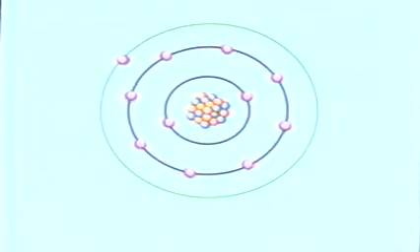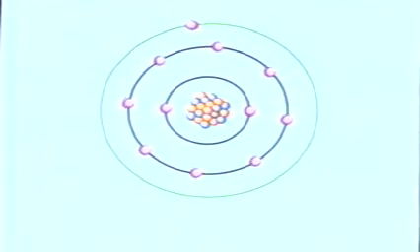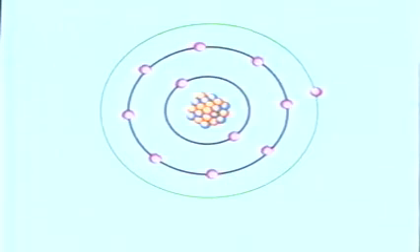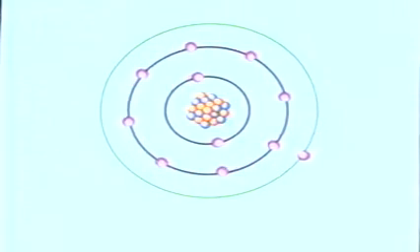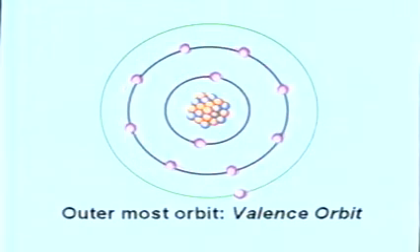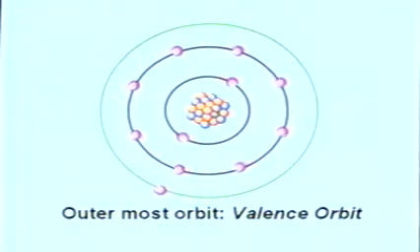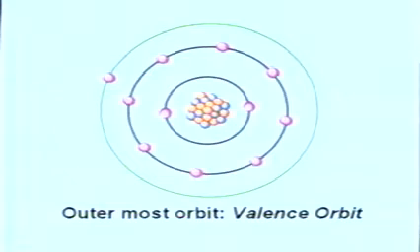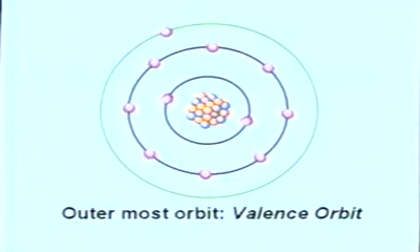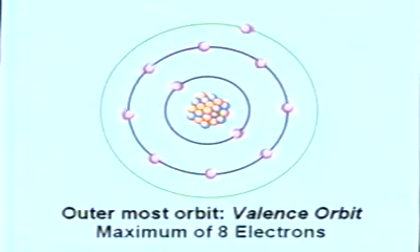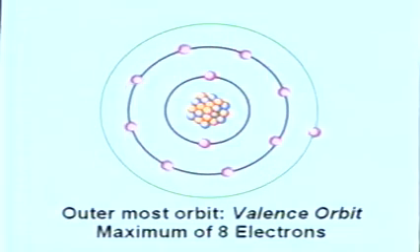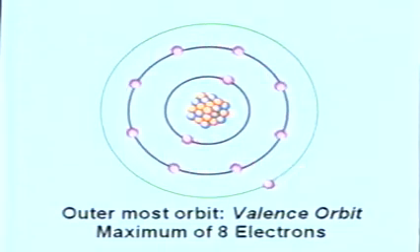Although atoms may contain multiple orbits or shells, it is the electrons located in the outermost orbit that are important in the study of electricity. This outermost orbit of an atom is known as the valence orbit. Any electrons located in this outermost shell are called valence electrons. The maximum number of electrons that can be located in the valence shell is 8, regardless of how many shells or orbits the atom may contain.